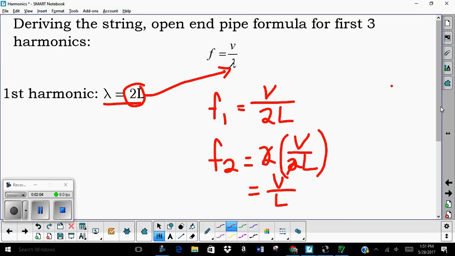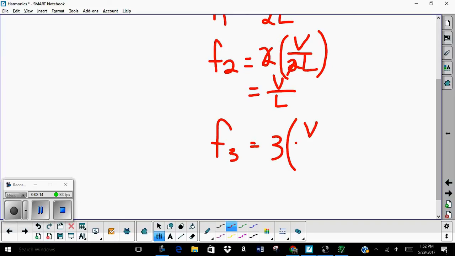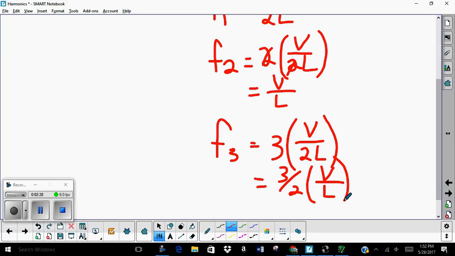And for the third one, all I have to do is triple it. I'll have 3 times V over 2L. And I'm going to be left with 3/2 times the velocity, speed of sound, divided by the length. And I could keep going to find more and more frequencies.